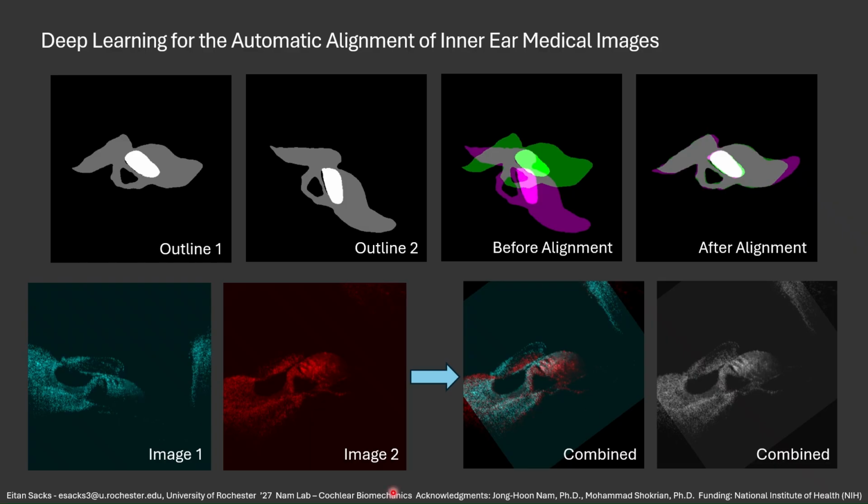Now, once we have these two outlines, we can use our code to align them, and by extension, align the images. On the bottom, you can see an example of the alignment of two images. Here is image 1, image 2, here they are combined, and then the actual medical image is present right here. In summary, this approach makes inner ear image alignment faster, consistent, and fully automated.